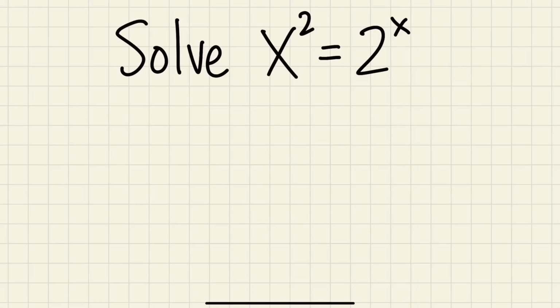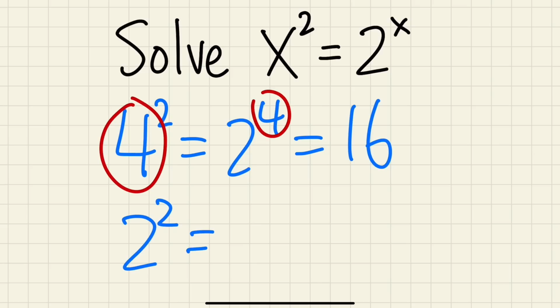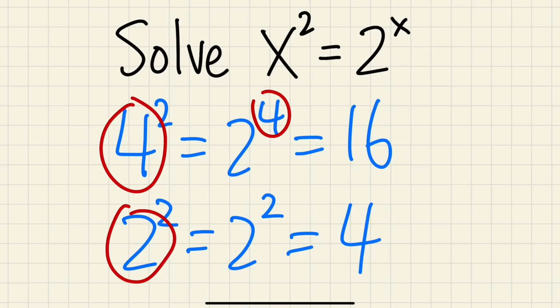How do we solve x to the second power is equal to 2 to the x power? Well, you might first notice 4 to the second is 16, so it's 2 to the fourth. That means 4 is an answer. Yes. And of course, 2 to the 2 is equal to 2 to the 2 because both of them are equal to 4. So 2 is also an answer.